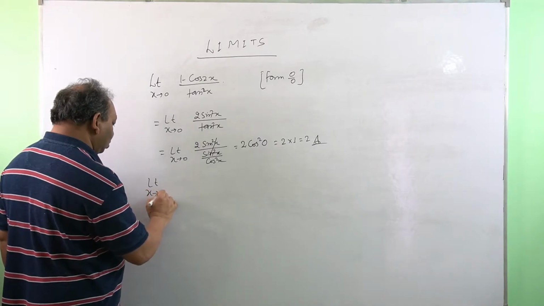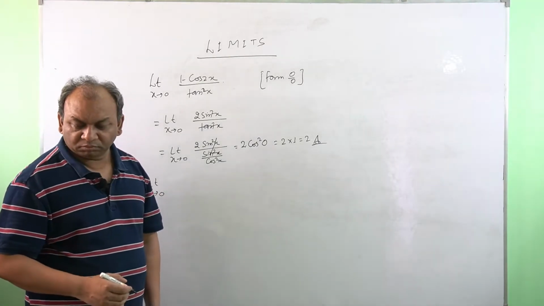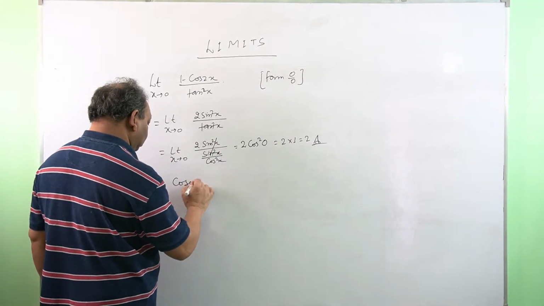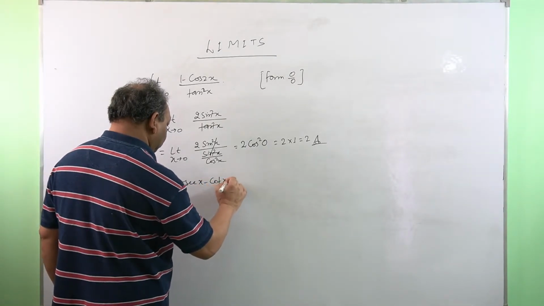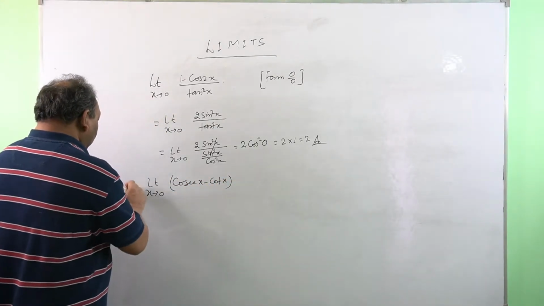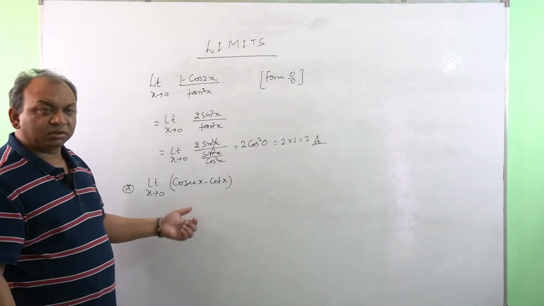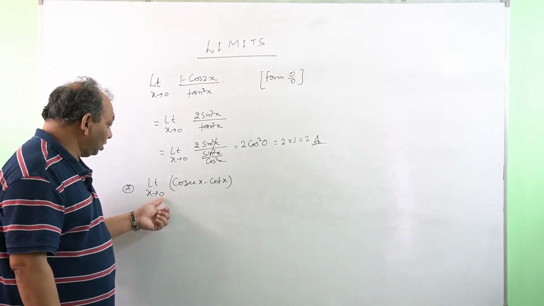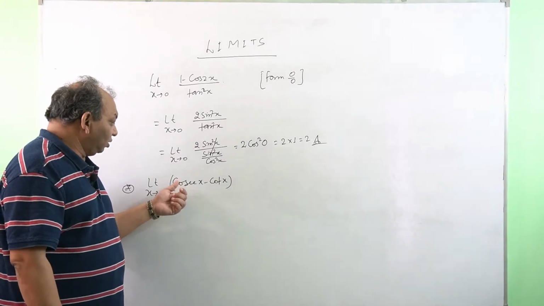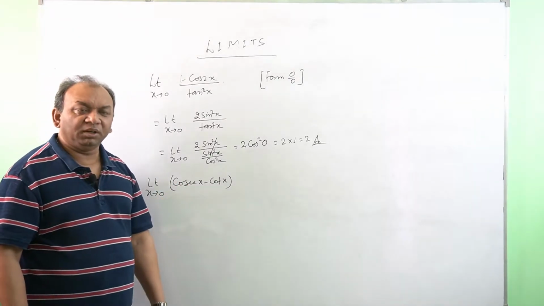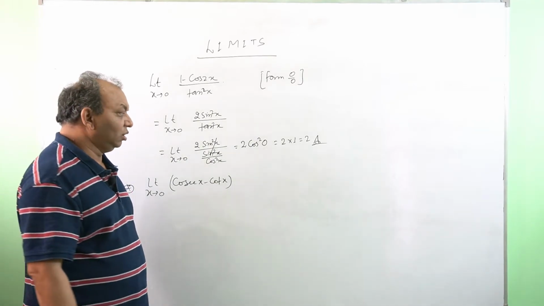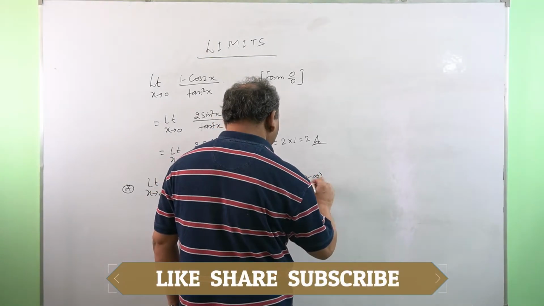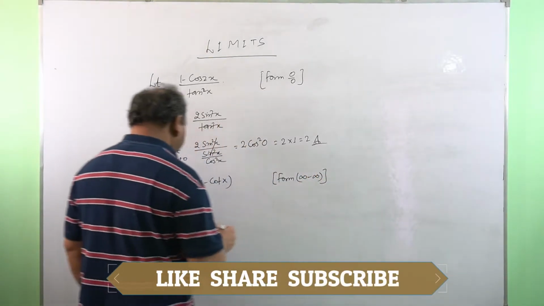Limit x tends to 0, cosec x minus cot x. If we put here x equal to 0, then cosec 0 is infinity minus cot 0 also infinity. So this is of the form infinity minus infinity. So simplify this.